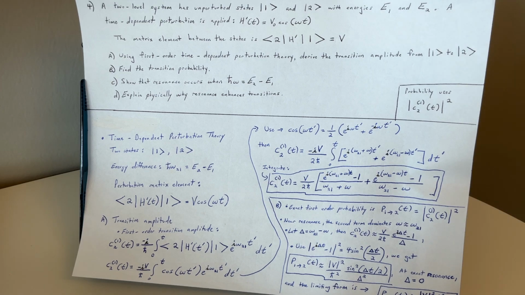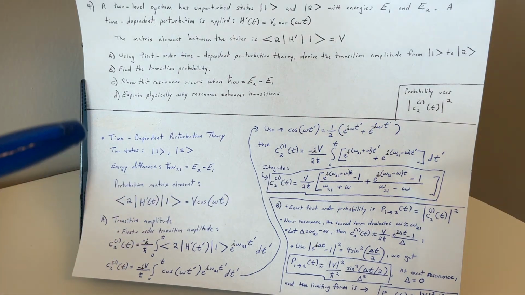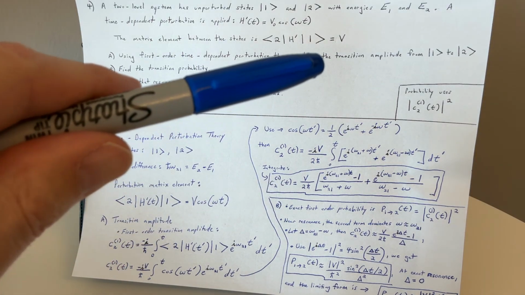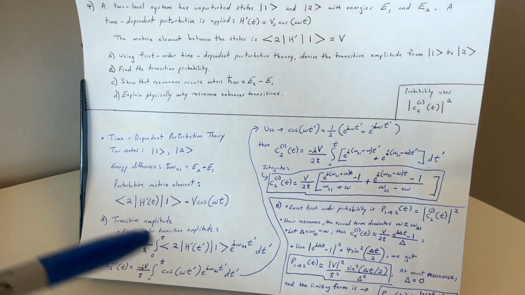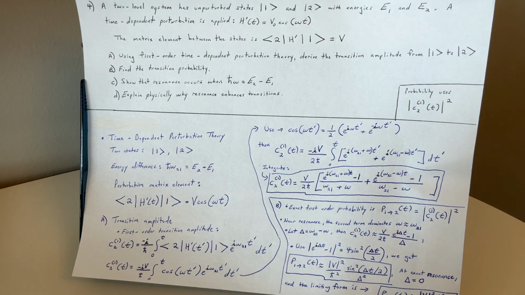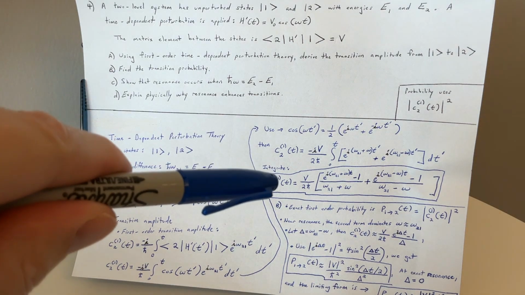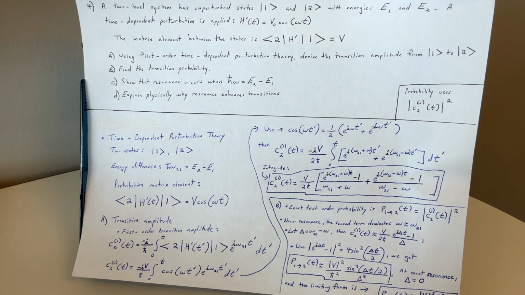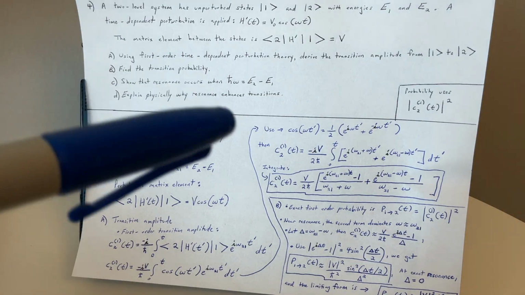There it is. Okay. So, letter A, here is our first order time-dependent transition. Here's our transition amplitude from ket 1 to ket 2. There you go right there. And that's after performing all of that integration.